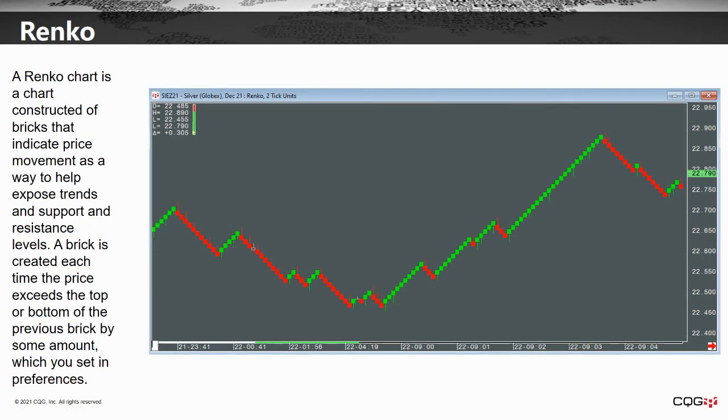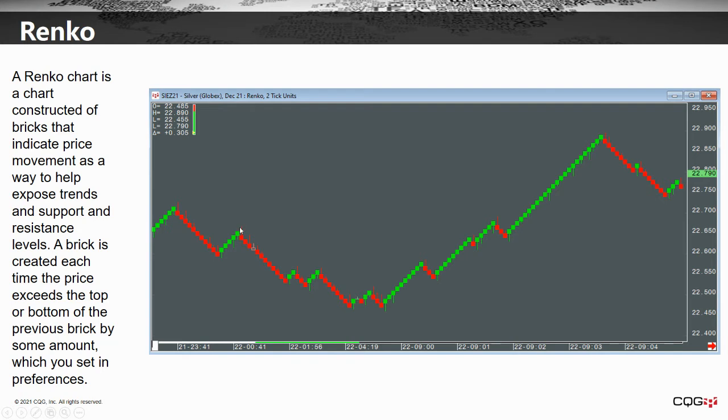They show a perfect representation of linearity. However, due to the way they are constructed, there can be some challenges using them for backtesting. The reason is that the default setting for this chart is to not display the wicks, which are these lines above or below the body of the brick.